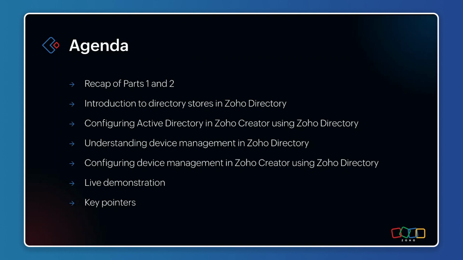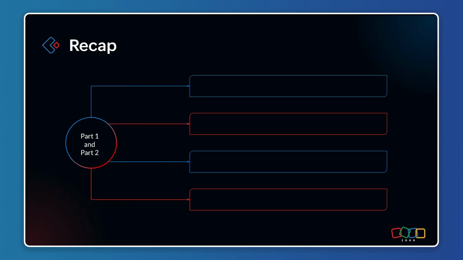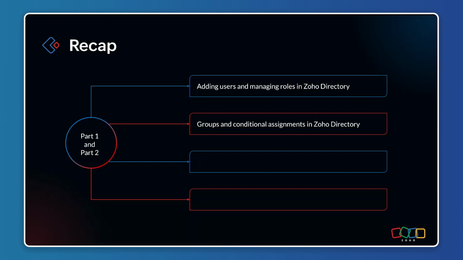So with this agenda in mind, let's start with the recap of part 1 and part 2. In part 1 of the series, we learned about how you can add users in Zoho Directory, how you can assign roles to these users, and manage all the users in a single space. We also learned about how you can create groups, how you can add groups of users, and how you can create conditional assignments based on which your user access or user addition can be restricted.